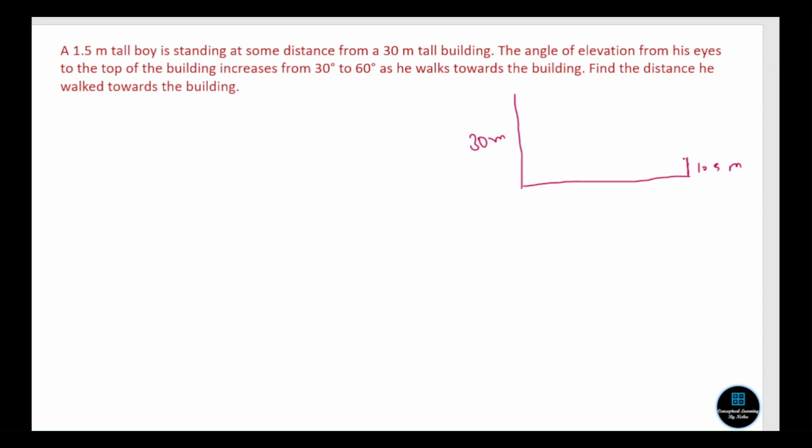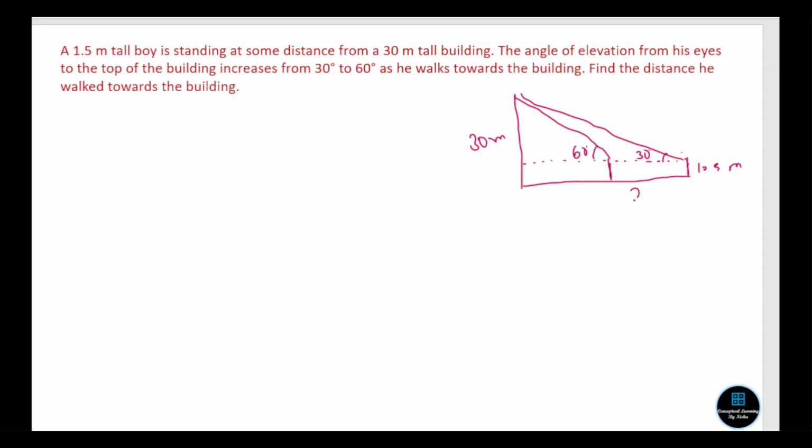Now from his eyes, he is just observing the building. So I'll make the horizontal here, and then the line of sight, the angle of elevation is 30 degree. This is 30 degree. Now the boy is walking towards the building. Let's say he reached here and the angle of elevation is 60 degree now. Alright. So we have to find the distance he walked towards the building.